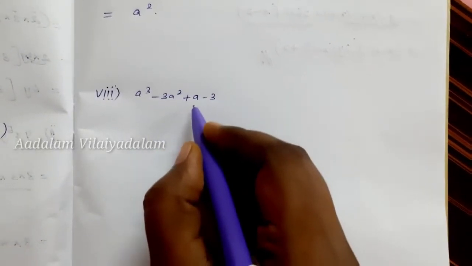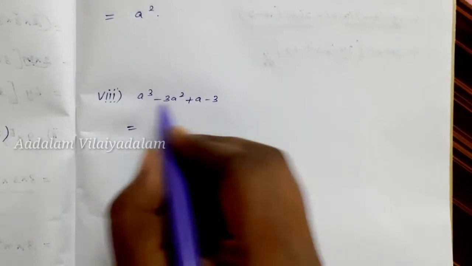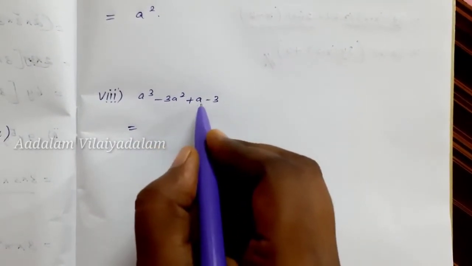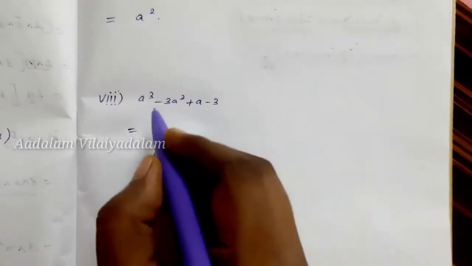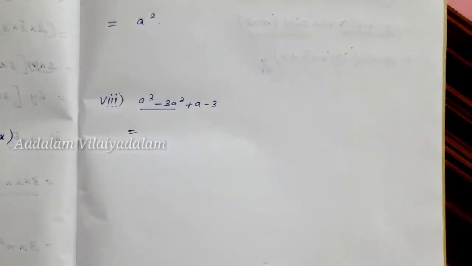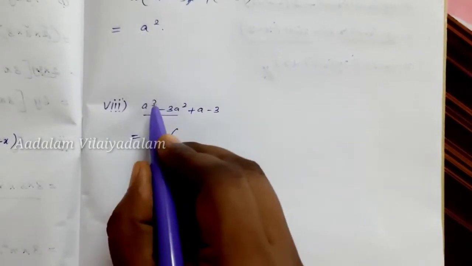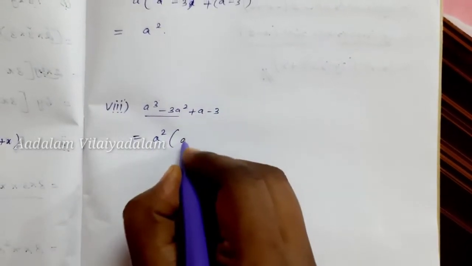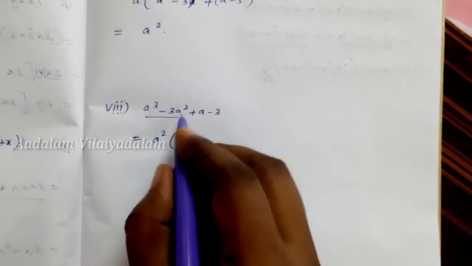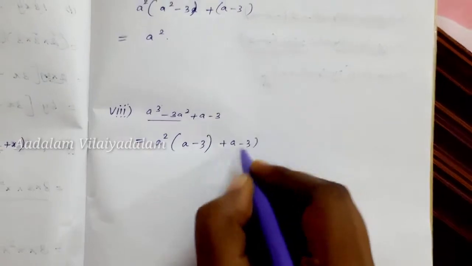Now see the 8th subdivision, a cube minus 3a square plus a minus 3. Here just look at the terms a cube, 3a square, a, and minus 3. There is no a in the last term, so comparing the first two terms, we can take out a square as a common. Then from the 3a square, if we take out a square, we'll be getting a minus 3. Then the remaining is plus a minus 3.